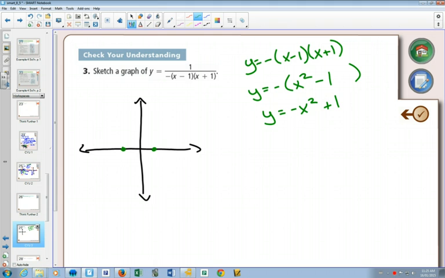It's already in the vertex form. It's already in standard form. You can tell me what the vertex is by looking at this. 0, 1.